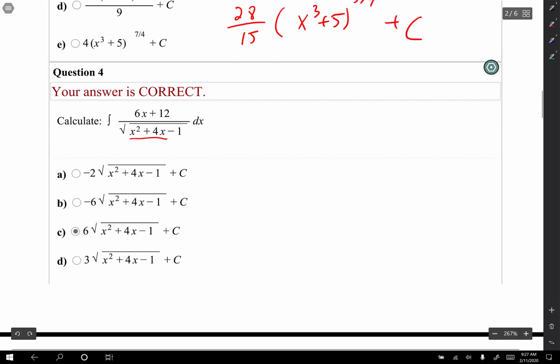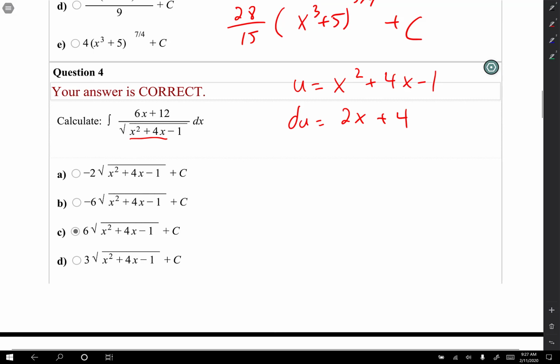So again, I see an x squared plus 4x minus 1 on the bottom and a 6x on the top. u equals x squared plus 4x minus 1. du is equal to 2x plus 4 dx. I notice that if I factor out a 3, I will get the 2x plus 4. So I'm going to factor out a 3, guys. 3 goes into 6 twice, and then 3 goes into 12 4 times.